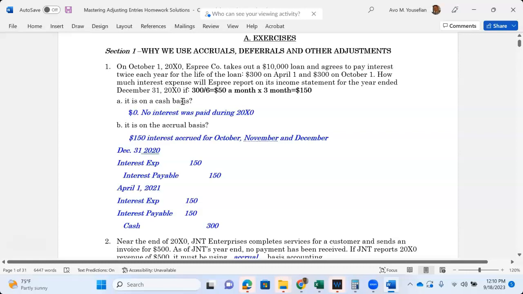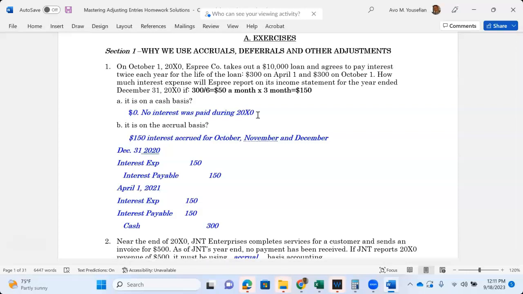it's on cash basis? Because it's on cash basis, technically no interest will be recognized because it's not paid yet. Under cash basis, you have no interest to recognize because nothing is paid yet. On the cash basis, you also don't recognize revenue until you get paid.